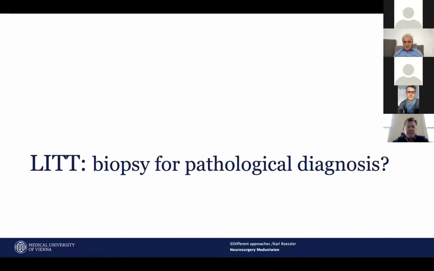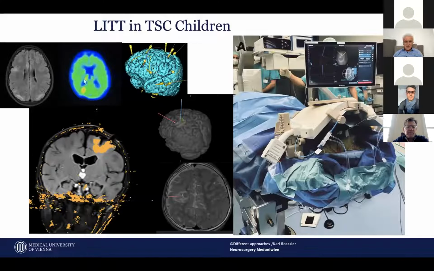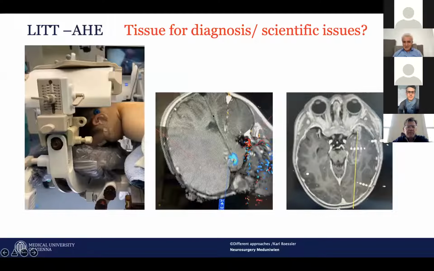And the fourth point I wanted to emphasize is LIT and biopsy for pathological diagnosis. We have a series of LIT in tuberous sclerosis children. And of course, in these children, we do invasive monitoring. We try to map the active tubers in the PET imaging. And then we do invasive monitoring and do the LIT only for the active tubers. But in these cases, of course, you do not need any biopsies because the lesions are well known in these children. But what to do in other patients?